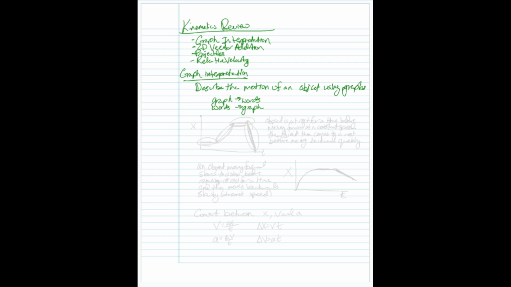So I'm going to start with the simplest kind of graph, which is a position graph. This is a graph of position versus time. And here is the graph that we start with. Now this graph starts off as a flat line. That means that the object's position is not changing. The way I would describe that in words is the object is at rest for a time. So the object is at rest before it does anything.